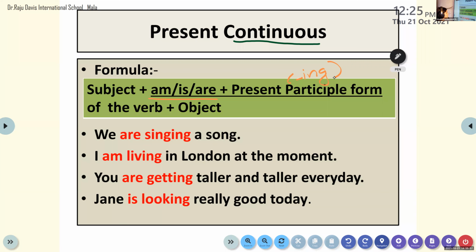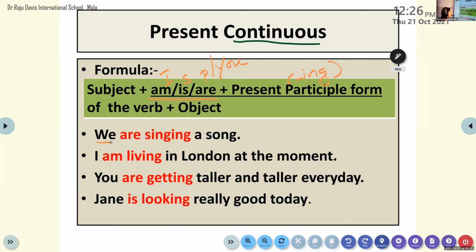So before the present participle, to give an idea that the sentence is actually in present tense, we have to use an auxiliary verb, the present form of be. If the subject is I, you can use only am. With a singular subject, you can use is. With plural subjects and with you, you must use the plural auxiliary verb are. With you, you cannot use is. With you, you can use only are. Plus the present participle form of the verb plus object.